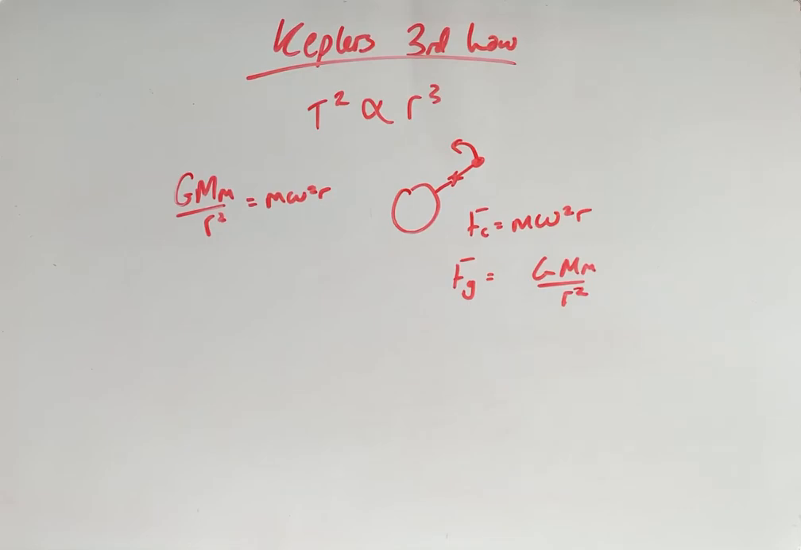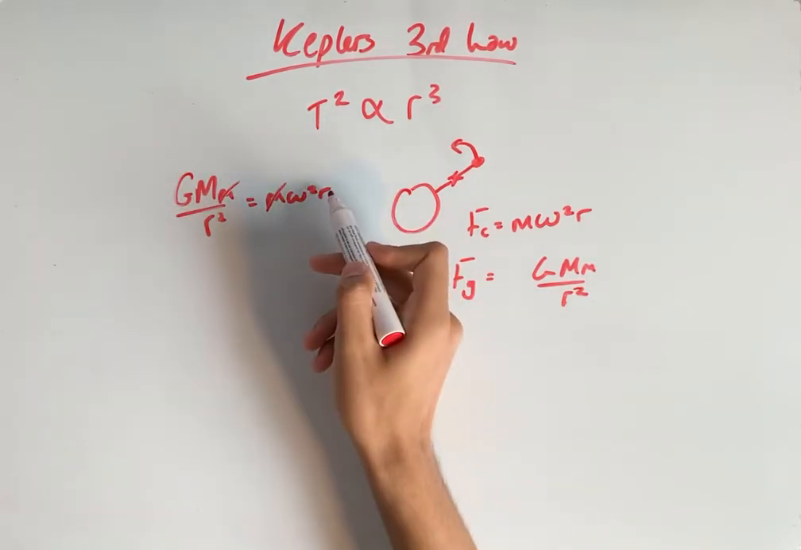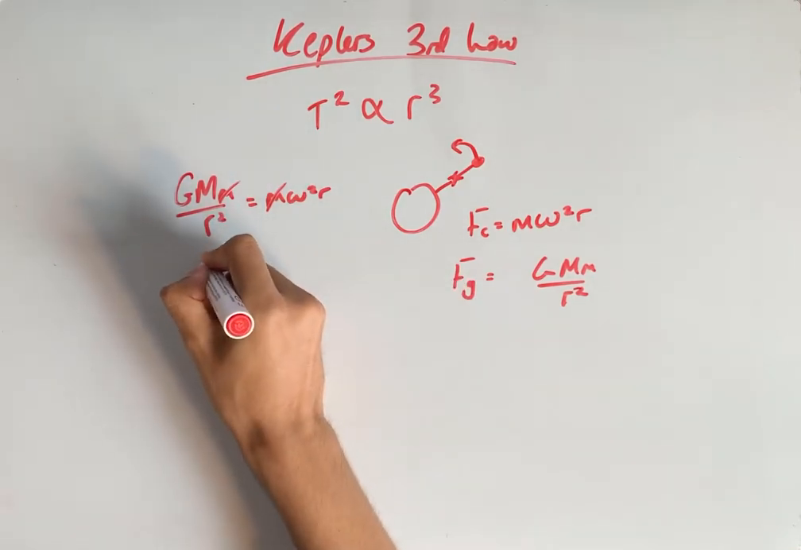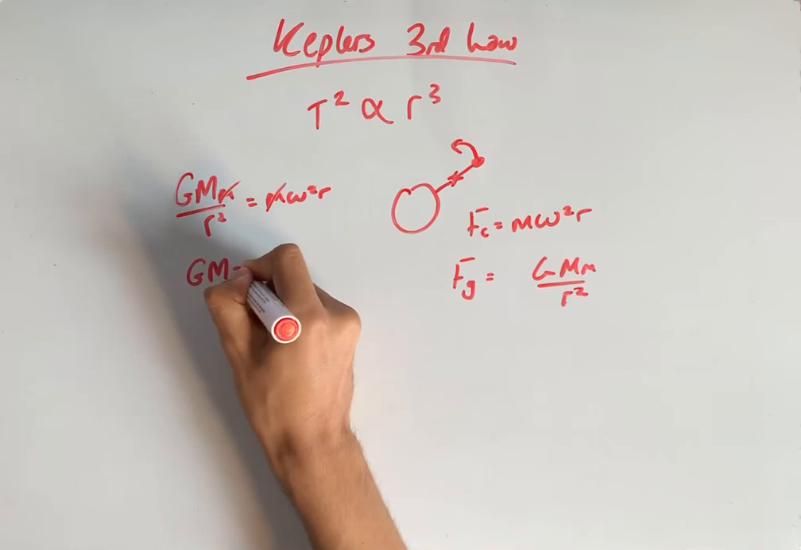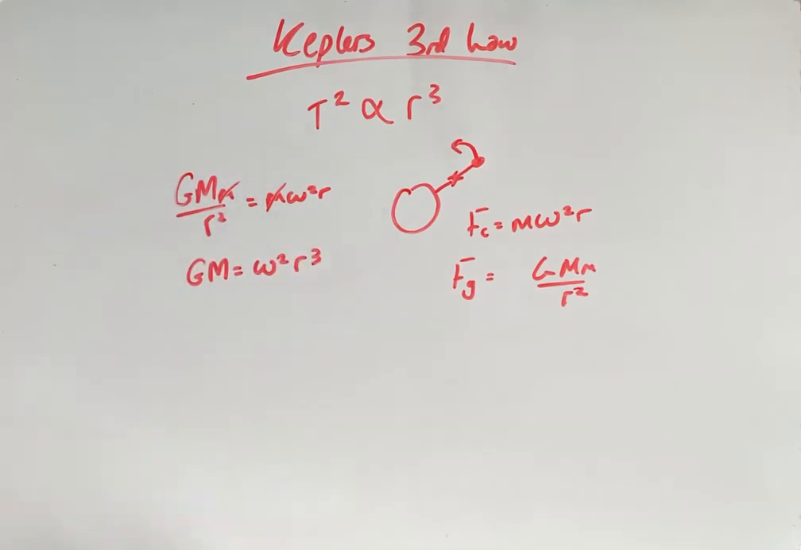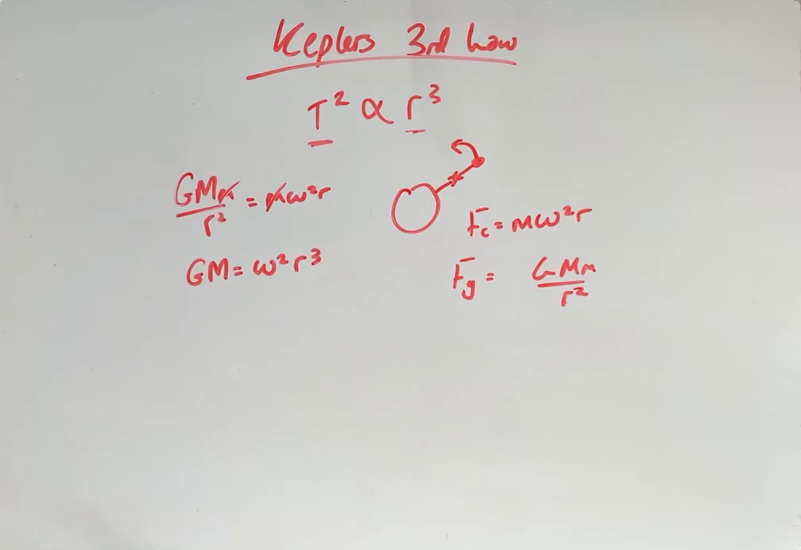Now on both sides I have little m, so I can just cancel that out. And I have an r here and r squared over here, so I'm going to multiply both sides by r squared. This leaves me with GM equals omega squared r cubed. Okay? Now we've got r cubed over here, but we're still missing T squared. So what we're going to do is think of an equation that relates omega to T.